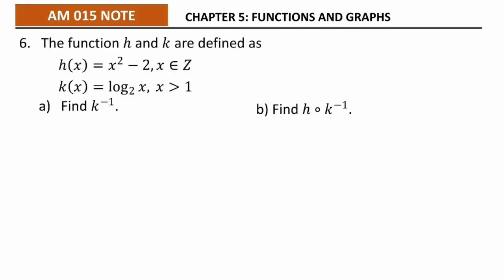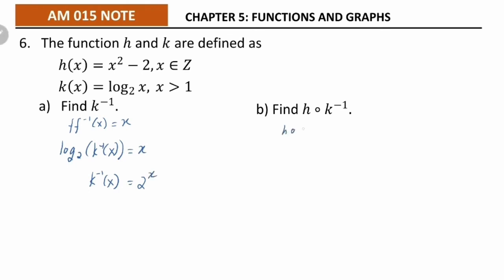Last example, the functions h and k are defined as h(x) equal to x squared minus 2, x is integers, and k(x) equal to log x base 2 for x greater than 1. A. Find k inverse. To find k inverse, use the property f of f inverse equal to x. For this example, f is now k. So k is log base 2, and x is now k inverse, equal to x. And then simplify: k inverse of x equal to 2 power of x.